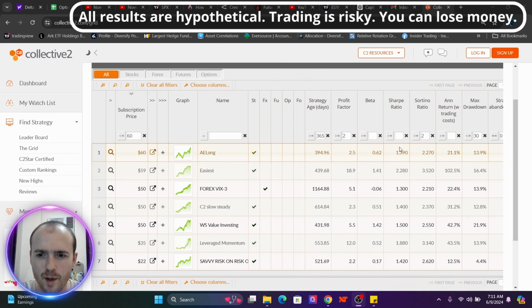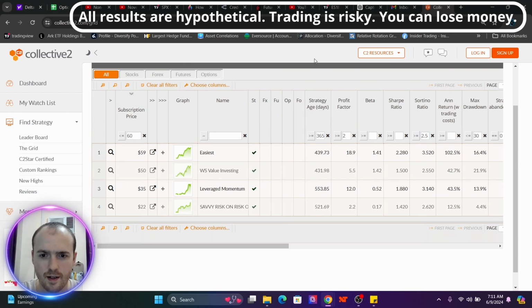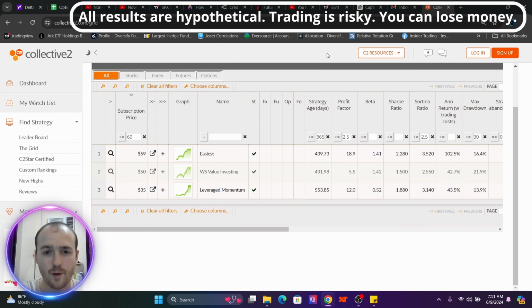So I'm going to bump up the Sortino ratio to 2.5 and see what that does. And let's bump the profit factor up a bit. There we go. So we're down to just 3. Let's check these out.